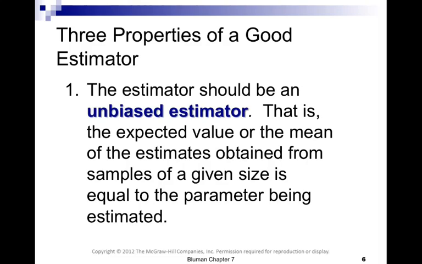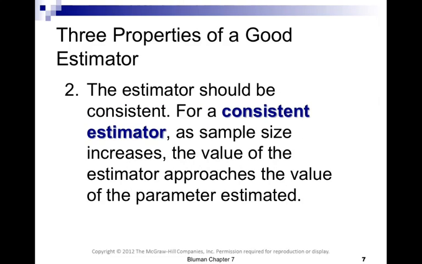Now, I might ask you on the quizzes some of these definitions and some of these properties, but it's really for working the problems. You don't necessarily need to know these, but I'm going to go through them. The second property of a good estimator is that it's consistent. As the sample size increases, the value of the estimator approaches the value of the parameter estimated. So, in other words, the bigger the sample size, usually the better the estimator. But it's pretty consistent. It's not going to vary much with sample size.